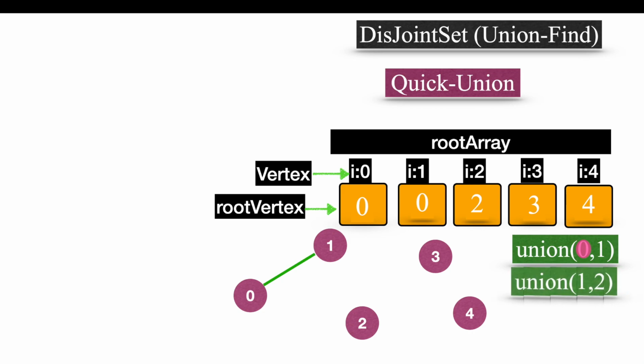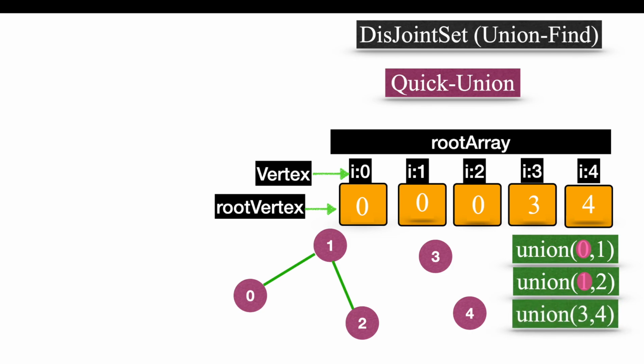Now let's make a union between 1 and 2, so we consider vertex 1 as the root. Vertex 1 is represented by index 1. Index 1 has value 0, so index 1 is not the root. We move on to its parent, which is index 0. Index 0 has value 0, so index 0, or vertex 0, is the root. So we replace the value of index 2 with 0, so that index 2 value becomes 0. We establish a connection between 1 and 2.